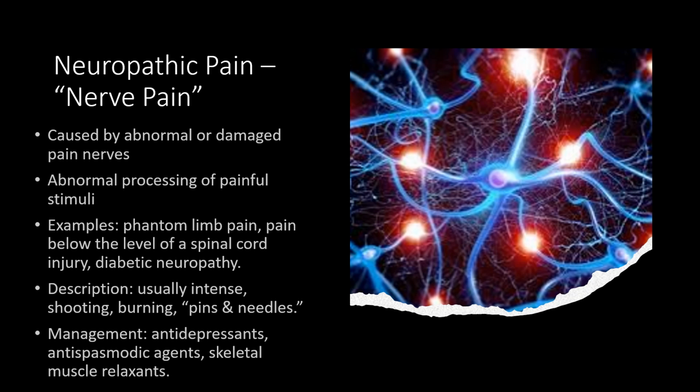So a good example of this is phantom limb pain. We'll talk about this more in Module 9 when we talk about amputations. But phantom limb pain is basically a patient saying that they have pain in their foot, but they have a below the knee amputation. So also pain below the level of a spinal cord injury, and also diabetic neuropathy. Neuropathic pain is usually intense, shooting, burning, or it can be described as pins and needles. This pain typically is managed using adjuvant medications like antidepressants, antispasmodic agents, and skeletal muscle relaxants.